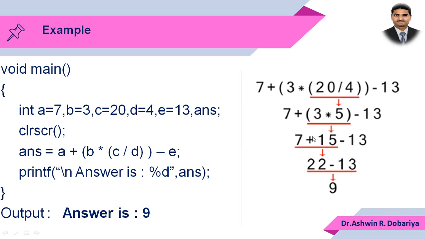Now here only two operators are there, plus and minus, which have equal priority. Then the execution starts from left to right, because the associativity of arithmetic operators is left to right. So first 7 plus 15 becomes 22, then minus 30, and it becomes minus 8. So this is the overall concept of priority and associativity.